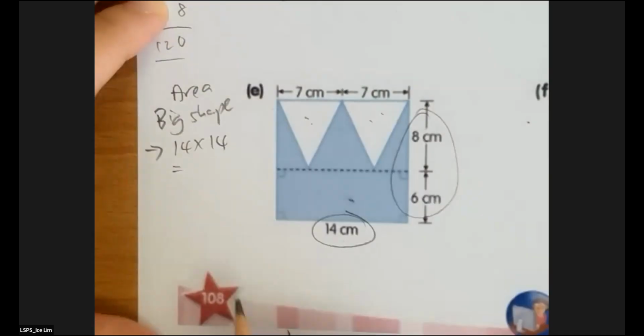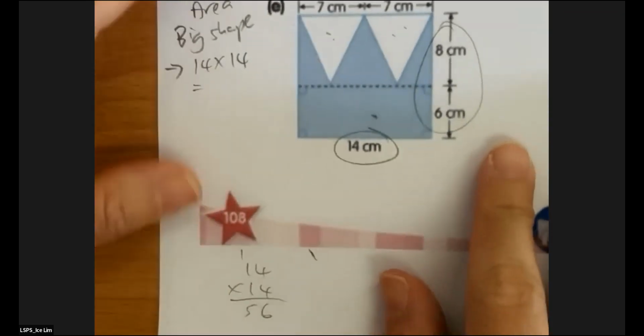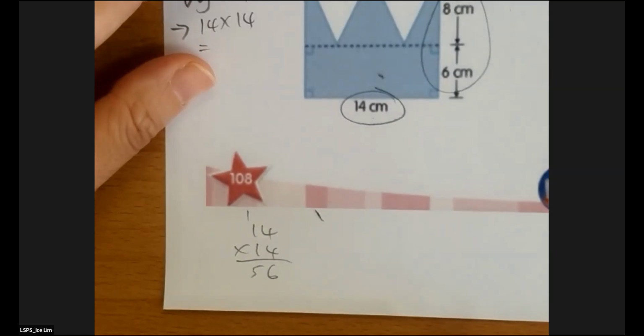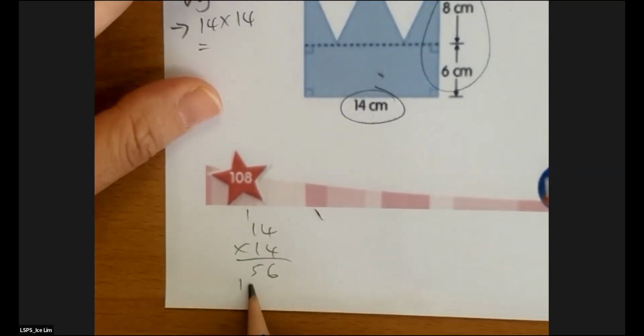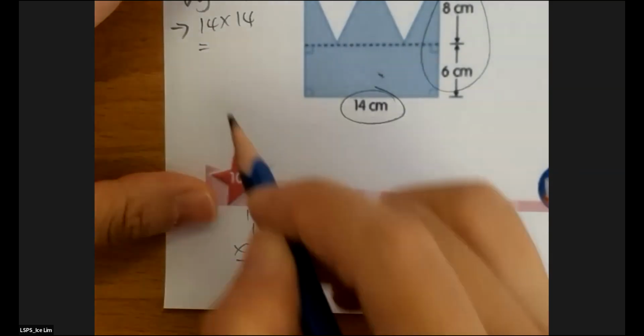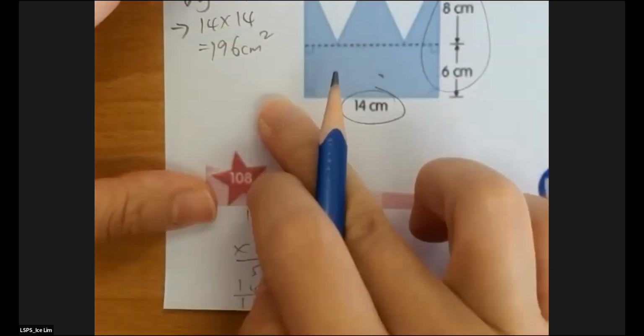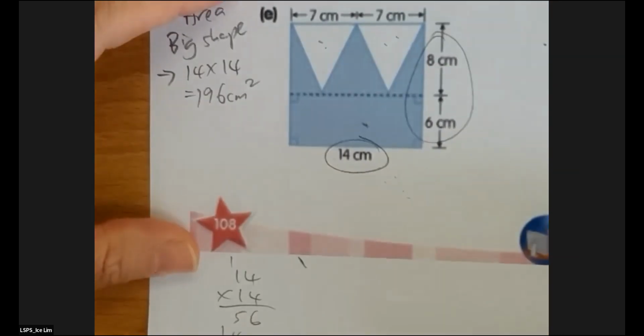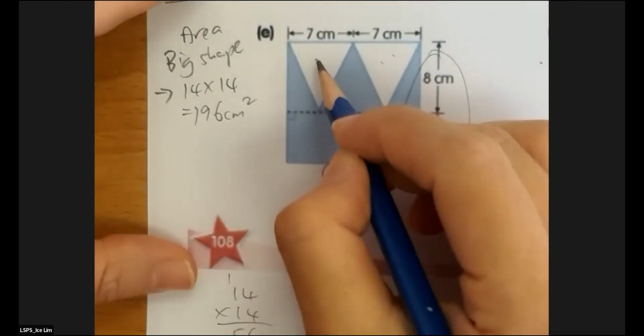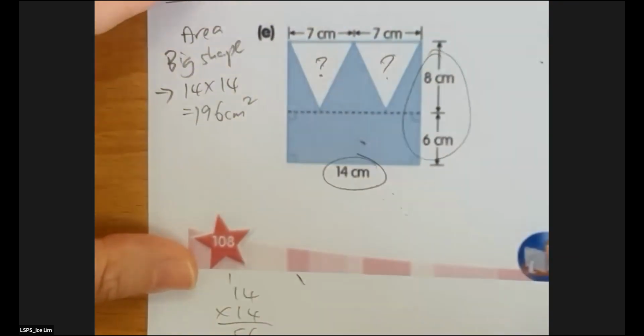Okay, so if you need 14 times 14, 6, 1, 5. Am I doing this correct? Then 14, 196. So it's 196 square centimeters. That's the big square, the big shape. Then I find these two triangles.